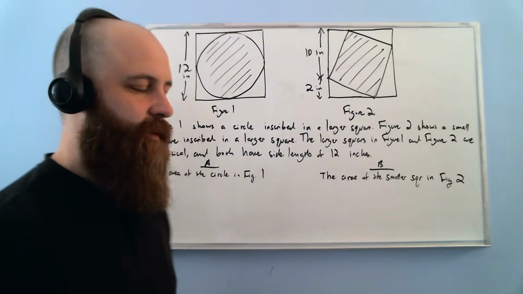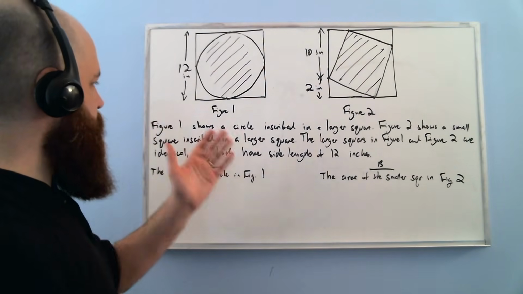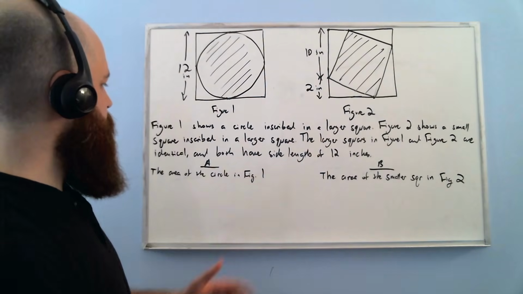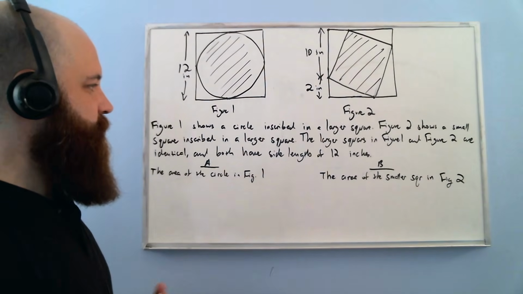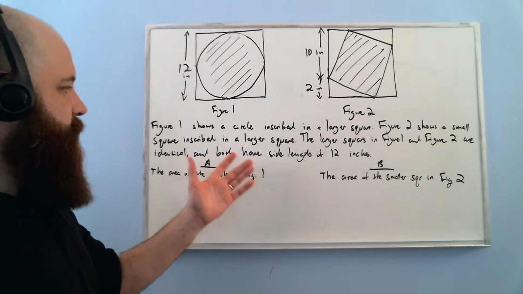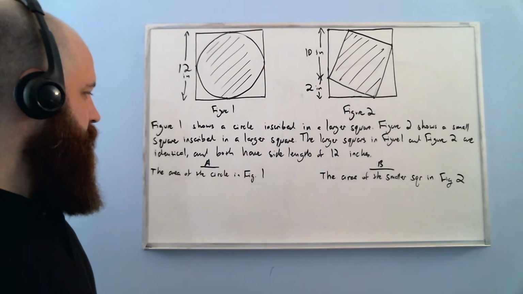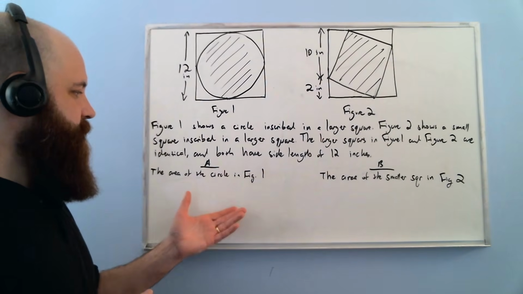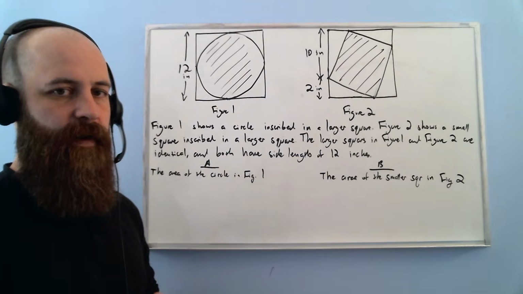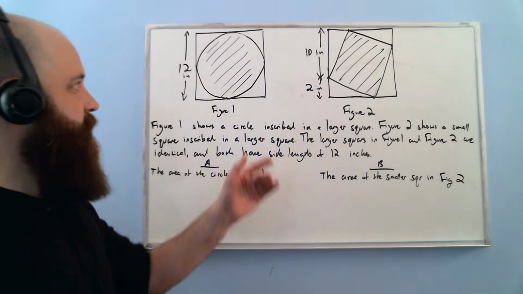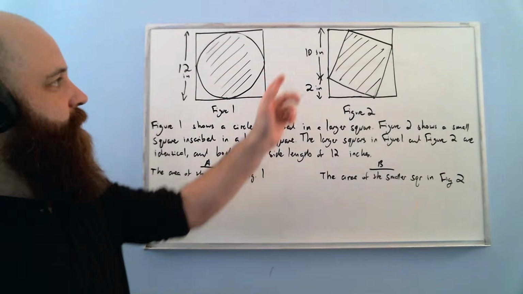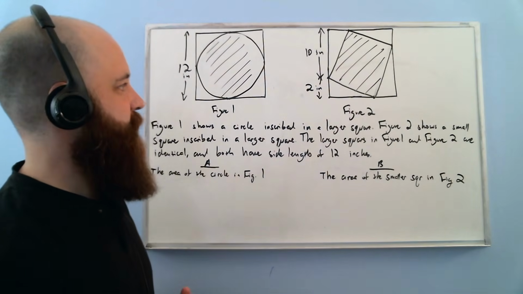Okay, got a quantitative comparison question here. Figure 1 shows a circle inscribed in a larger square. Figure 2 shows a small square inscribed in a larger square. The larger squares in Figure 1 and Figure 2 are identical, and both have side lengths of 12 inches. Which is bigger, quantity A, the area of the circle in Figure 1, or quantity B, the area of the smaller square in Figure 2? Okay, so I'm comparing the shaded area, this circle, or this shaded area, the smaller square.